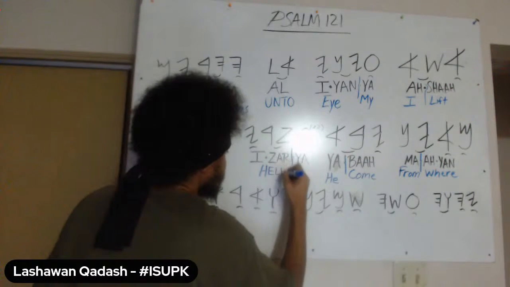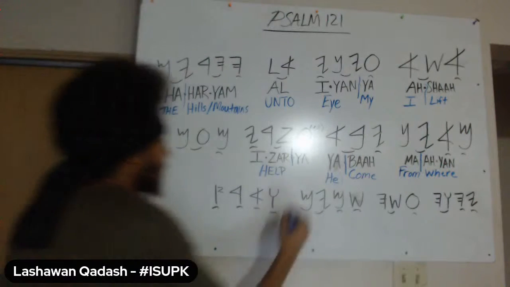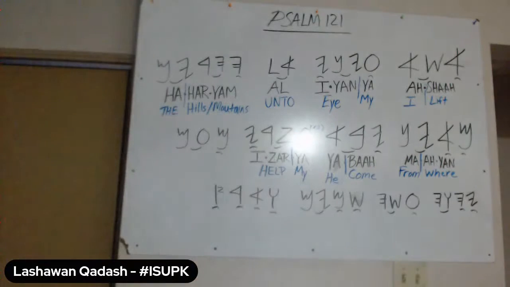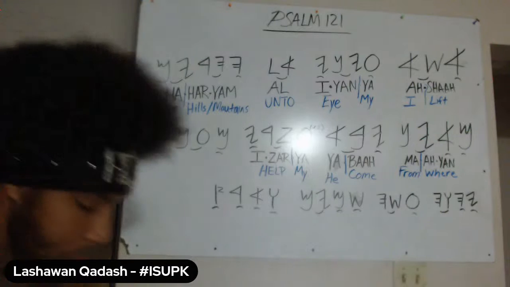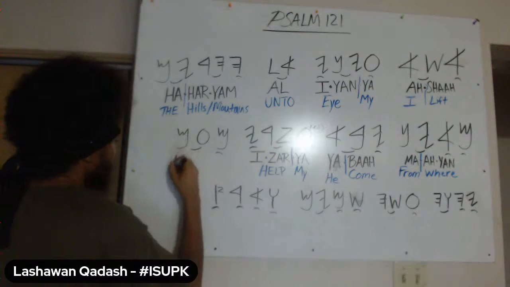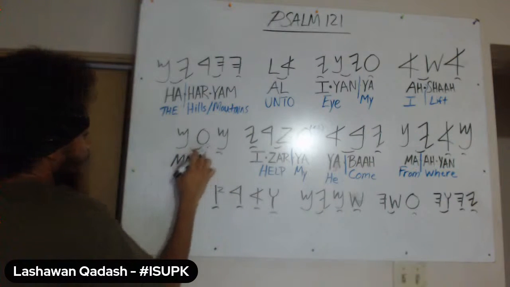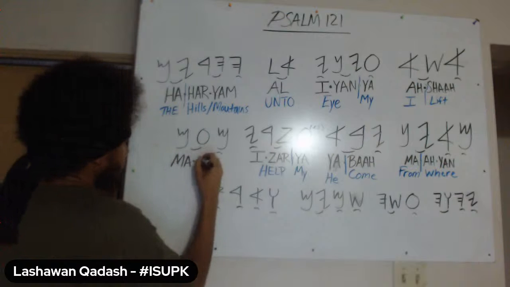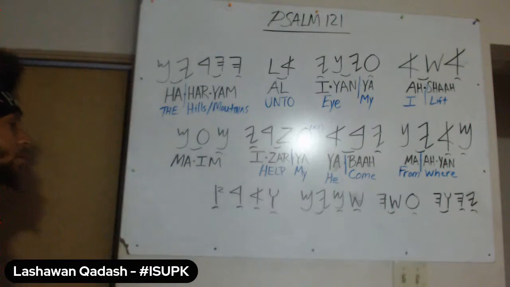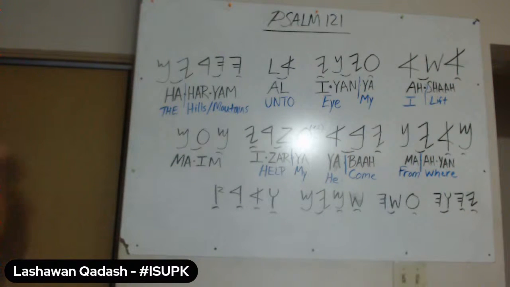So help, right? The ya means my. So my help. Okay? The ma, M-A by itself. I and the ma gives you I am. So ma'ain. Ma'ain is how you would pronounce that.